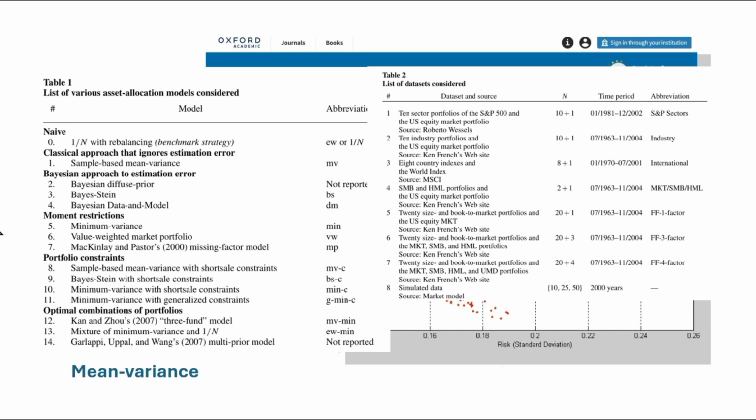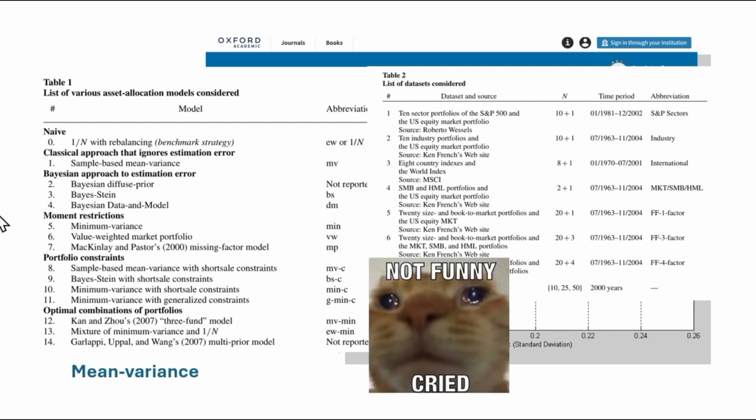And then the conclusion of the paper showed that actually none of these methods could beat 1/n, or the equal weights method, consistently. None of them.